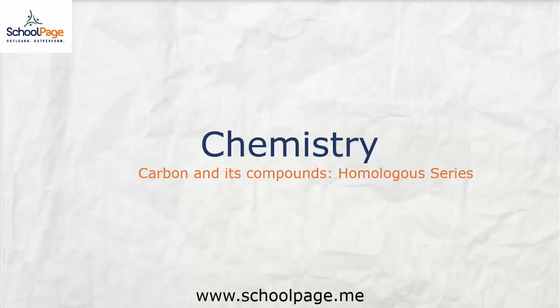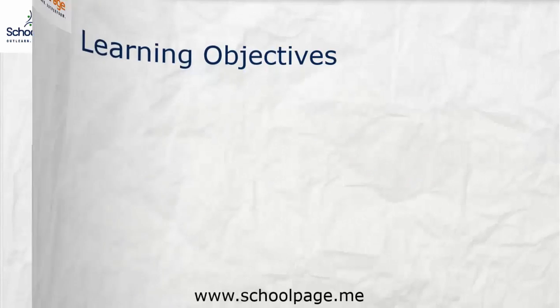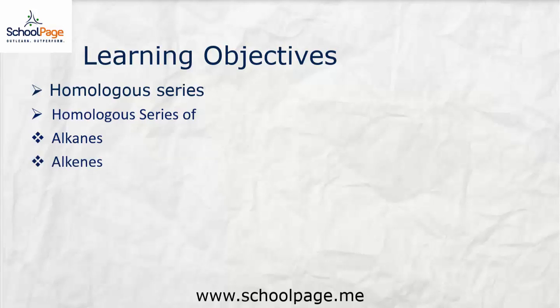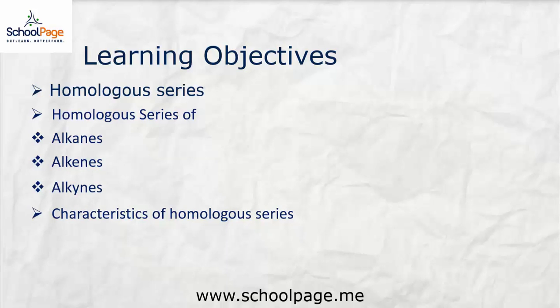10th CBSE Chemistry chapter Carbon and its Compounds. In this video, you are going to learn about the homologous series of alkanes, alkenes and also alkynes. Also, you are going to learn about the characteristics of different homologous series.